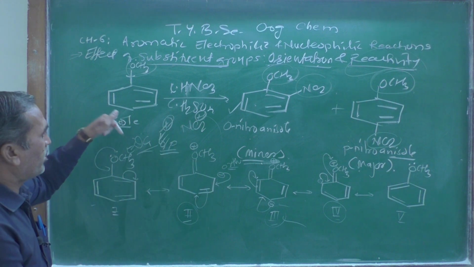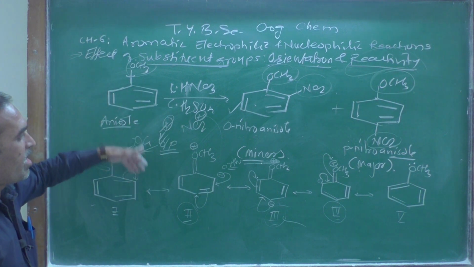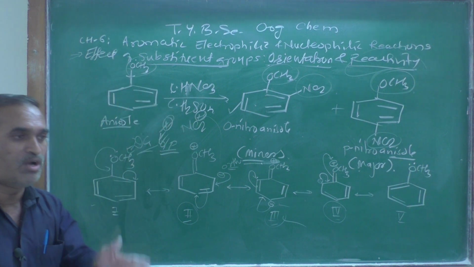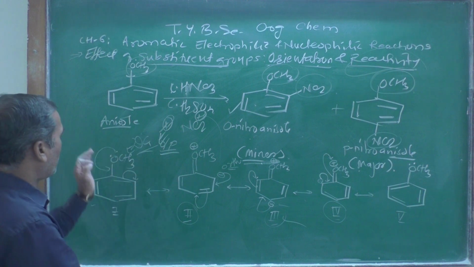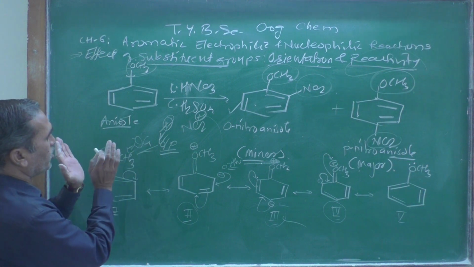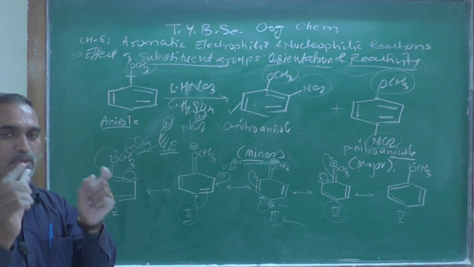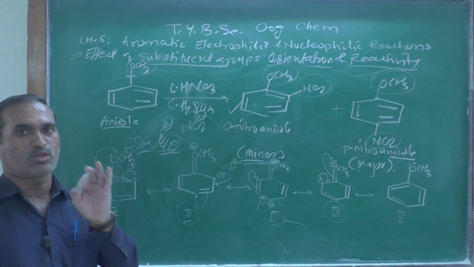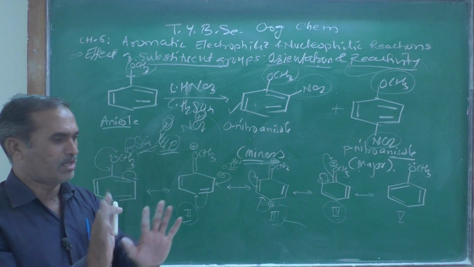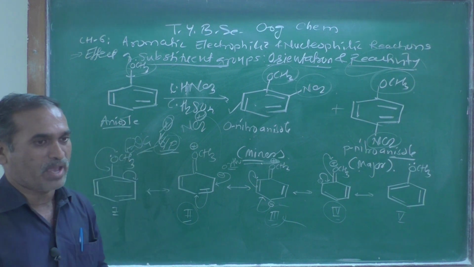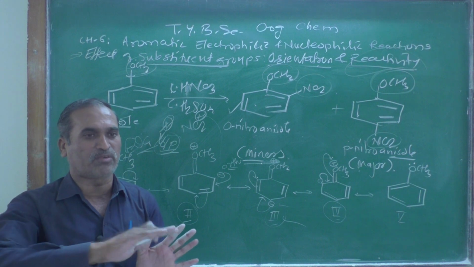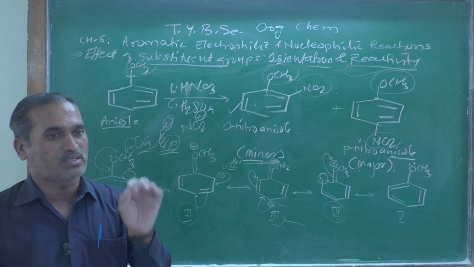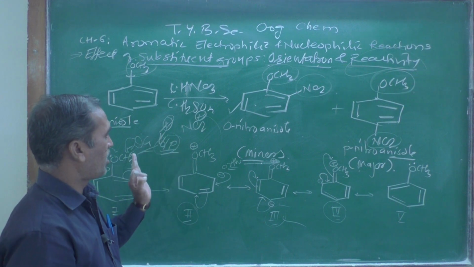Ortho and para director means that we always get ortho and para products if the monosubstituted benzene has an electron donating group. Understood? If electron donating groups are present, they always give the ortho and para product. That's it. And if there is a competition between ortho and para, which one is the major? Para is always major over ortho.